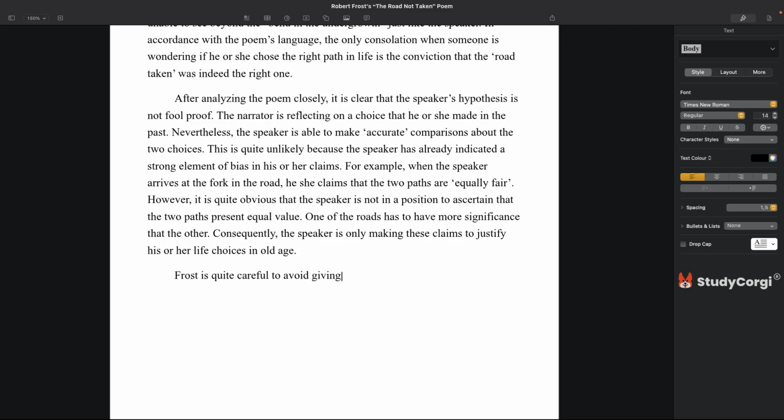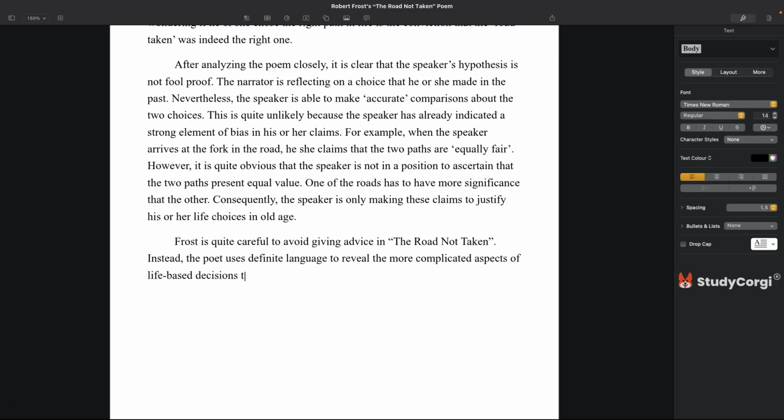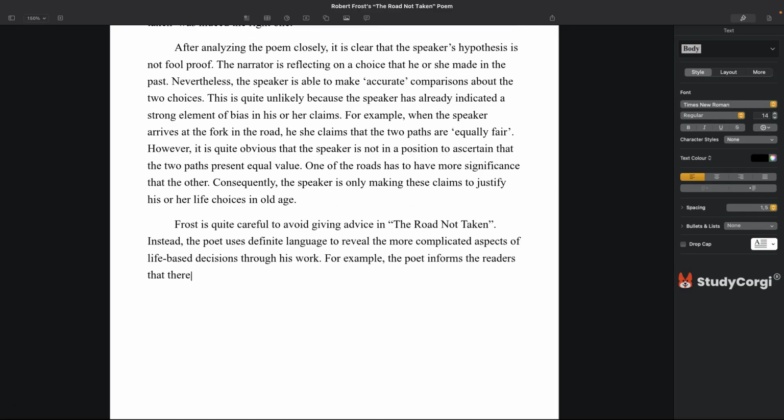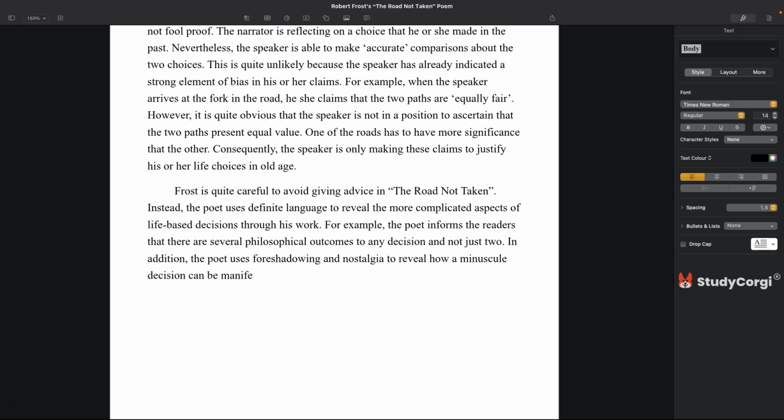Frost is quite careful to avoid giving advice in The Road Not Taken. Instead, the poet uses definite language to reveal the more complicated aspects of life-based decisions through his work. For example, the poet informs the readers that there are several philosophical outcomes to any decision and not just two. In addition, the poet uses foreshadowing and nostalgia to reveal how a minuscule decision can be manifested in great detail.